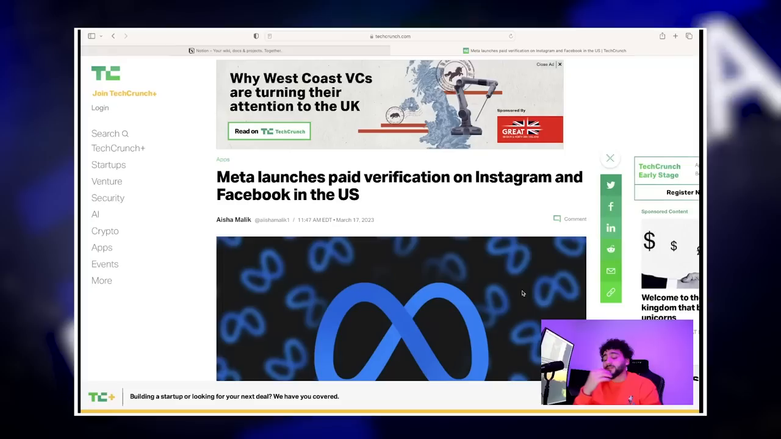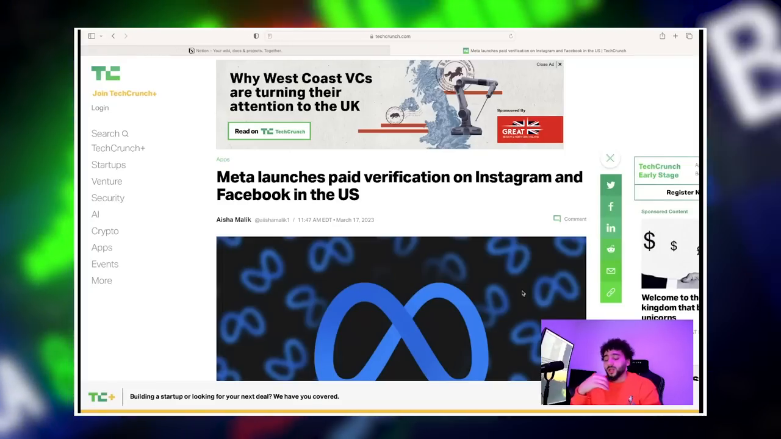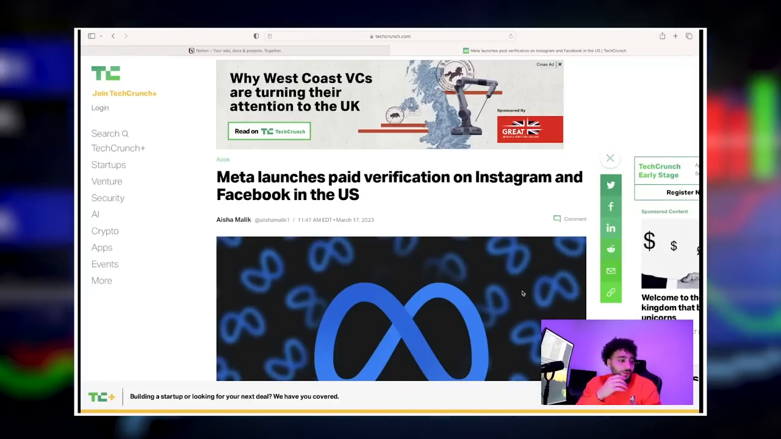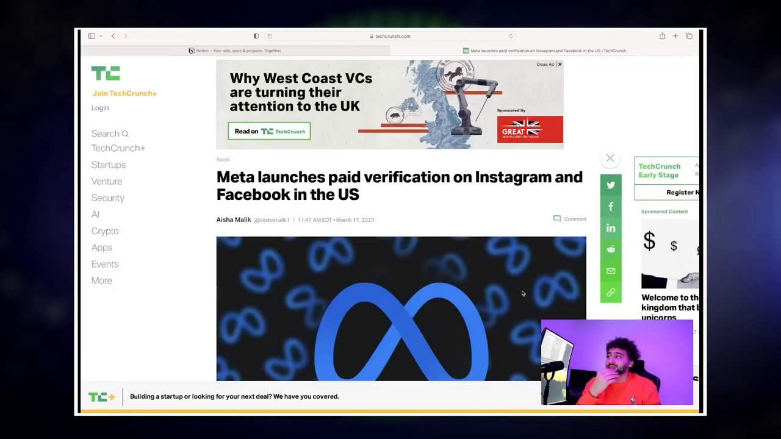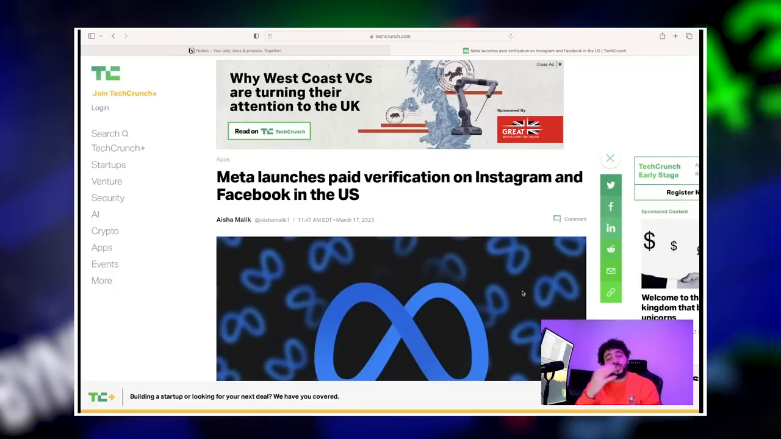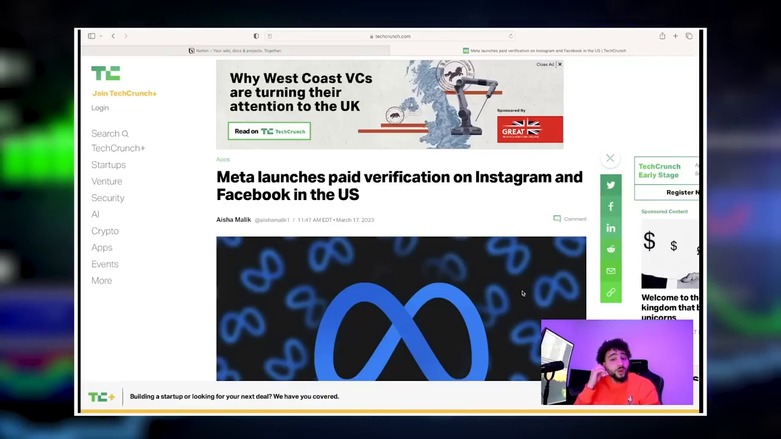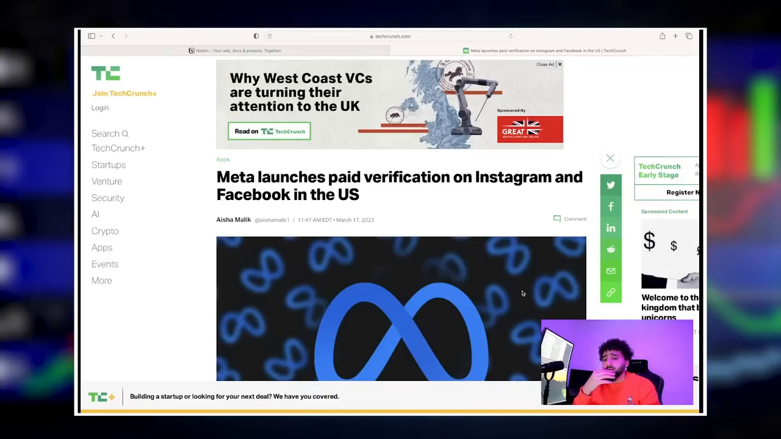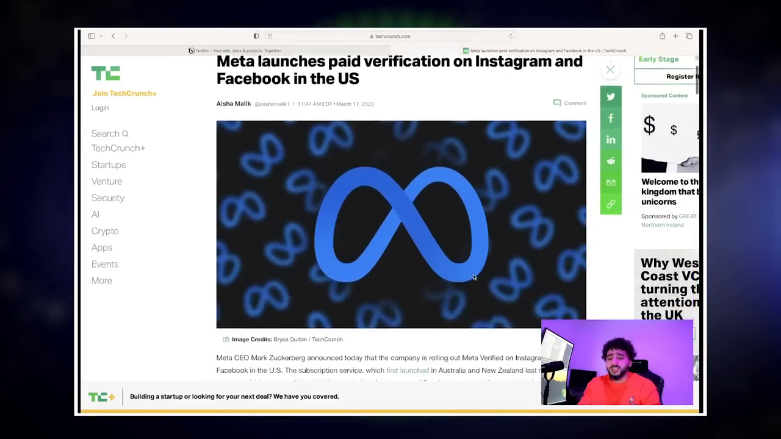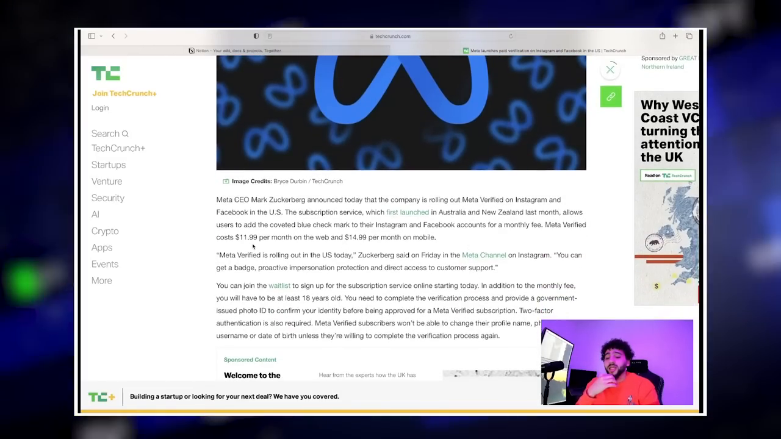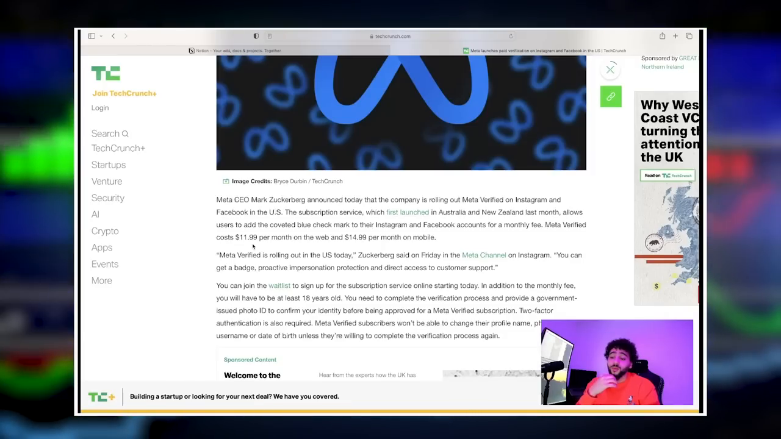So the reason Facebook and Instagram is going to work out, one, I don't like it, obviously, because I have the real blue badge, and now all these people are going to have it too, so it's not cool anymore. But it's for the company, so it makes a lot of sense. They're going to do it the right way where they're requesting identification. We'll go more into detail here, right? So it's $11.99 per month on the web, and then $14.99 per month on the mobile.